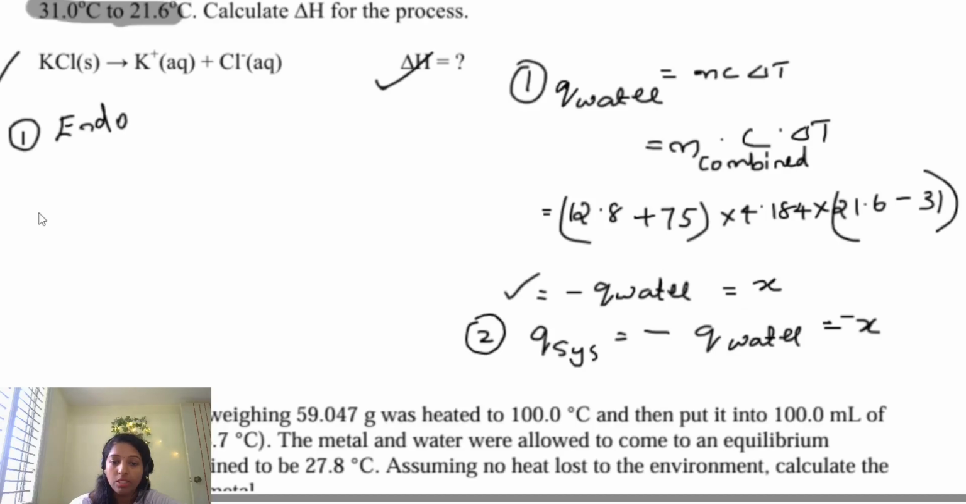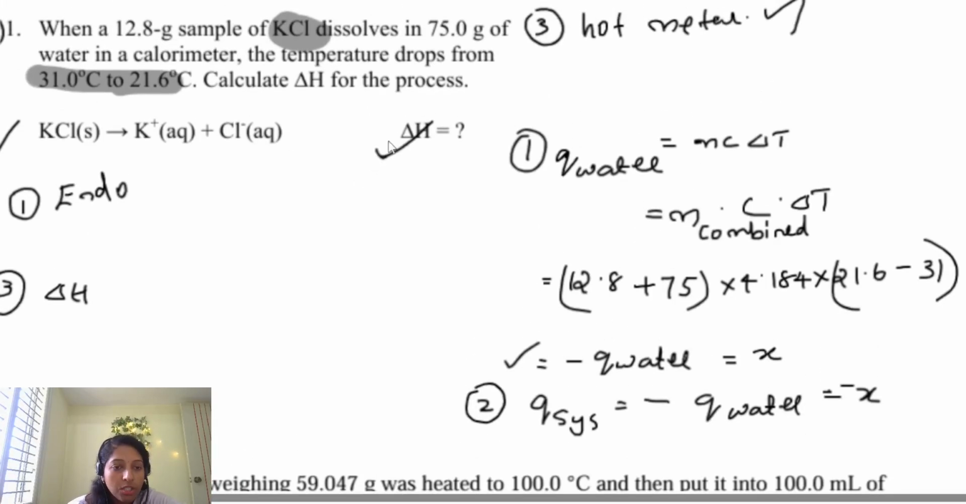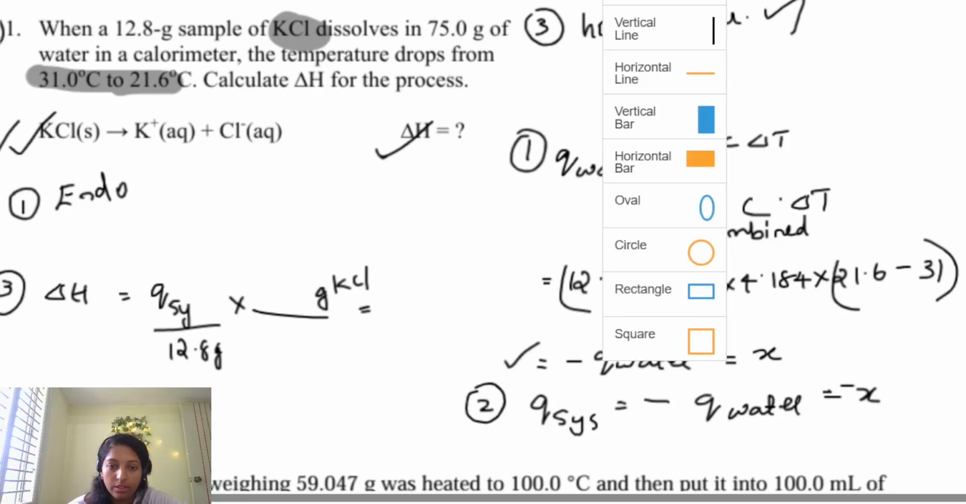And there is also a third step. Third step means, yes, delta H. We need the delta H of this reaction. So as I told you, delta H means for one balanced chemical reaction. The Q system we found is only for these 12.8 grams of salt. But the one balanced reaction contains 1 mole of KCl. So for 1 mole, how much is it? You can just multiply with the molar mass of KCl. In that way you can calculate the energy.